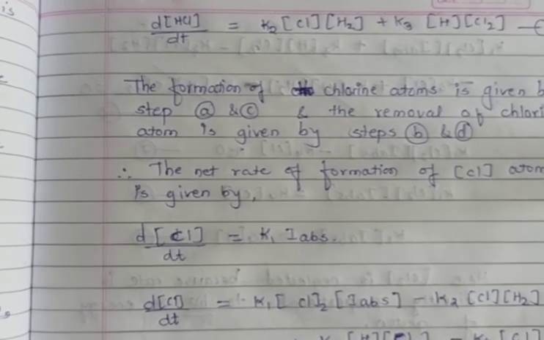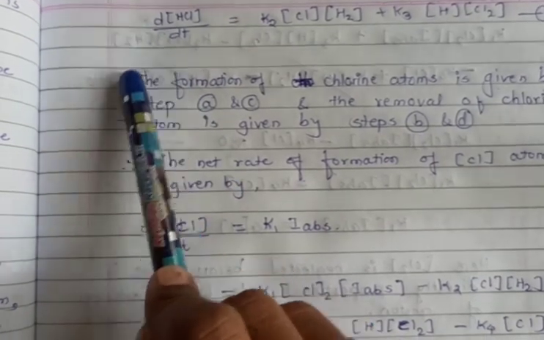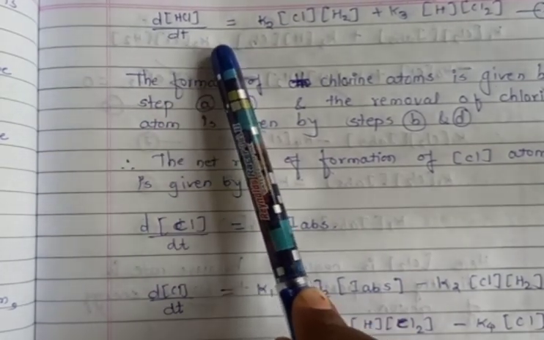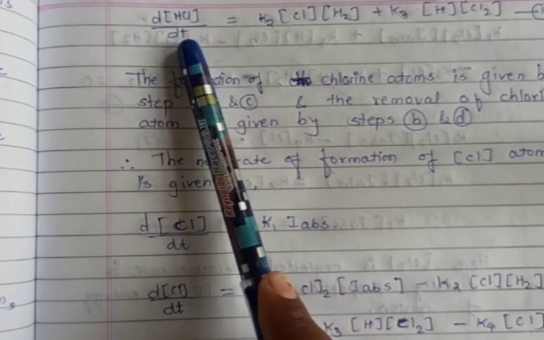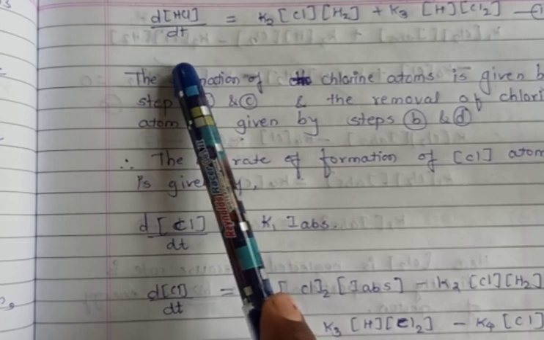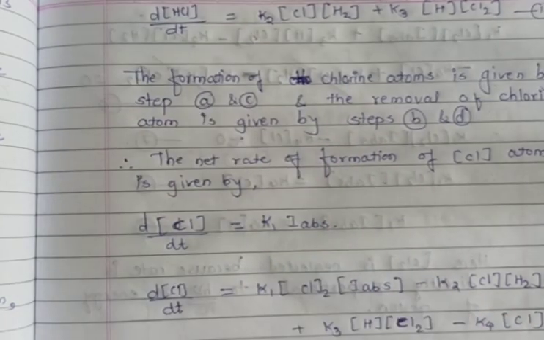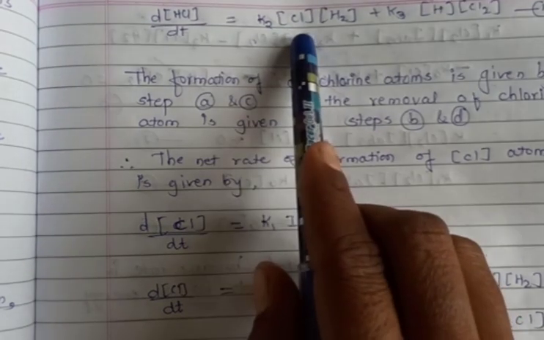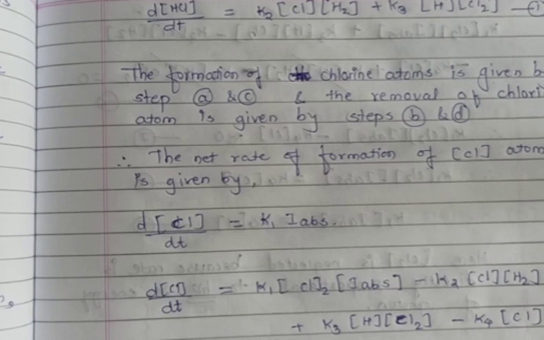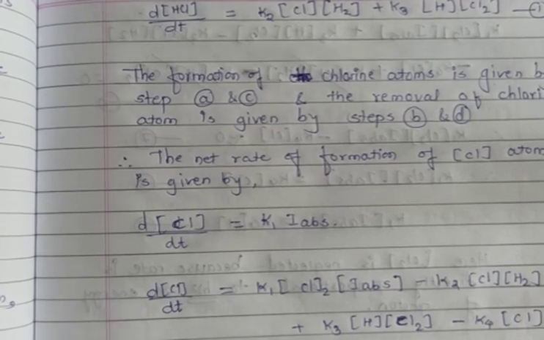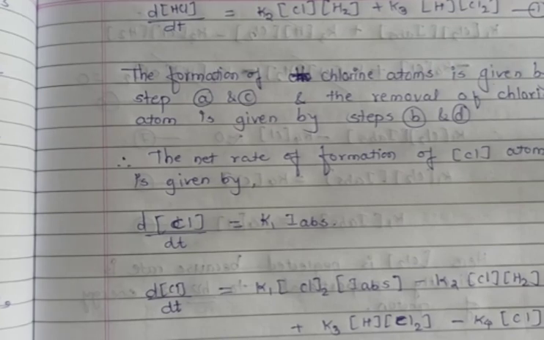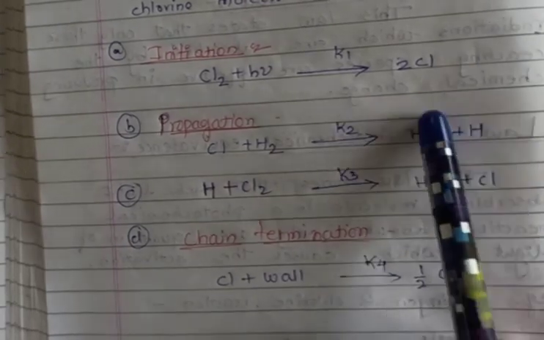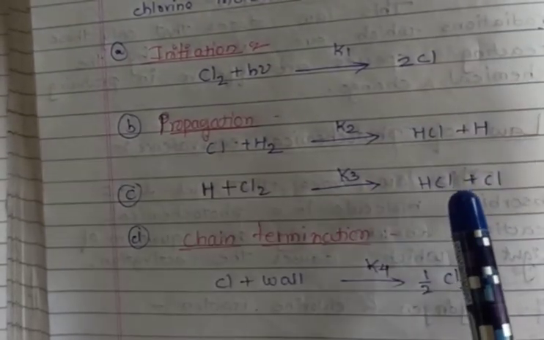So see, initially we are going to write down the rate of formation of a product HCl with respect to change in time. So d[HCl]/dt is equal to... In the reaction, the HCl is forming in the propagation step only. So the propagation step which I have shown you, we will see again. Here we are going to see the rate of change of concentration of HCl.